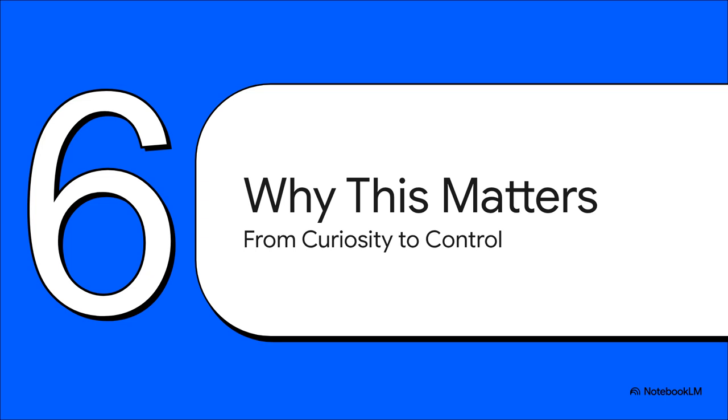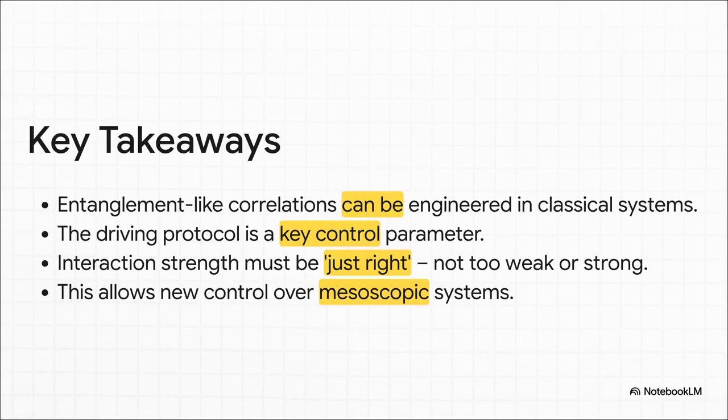Okay, so this is all incredibly clever, but let's zoom out. What's the bigger picture? I mean, why does engineering spooky connections between a couple of jiggling particles actually matter? Let's just run through the main takeaways. 1. Entanglement isn't just for quantum mechanics anymore. We can actually build it. 2. How you add energy is a super important control knob. 3. The connection has a Goldilocks zone. It has to be just right. And all that adds up to a completely new way to control the microscopic world.